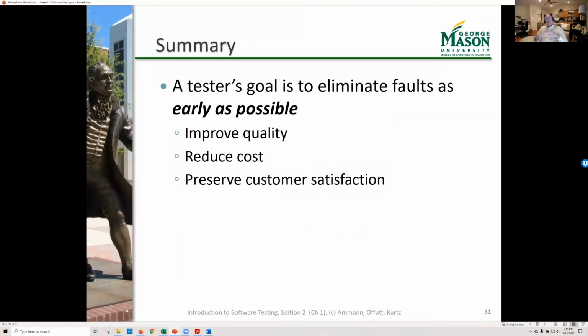So, in summary, my goal as a tester, I want to find and eliminate faults as early as I can in the software lifecycle. That's going to improve my quality, reduce my cost, and preserve my customer satisfaction.